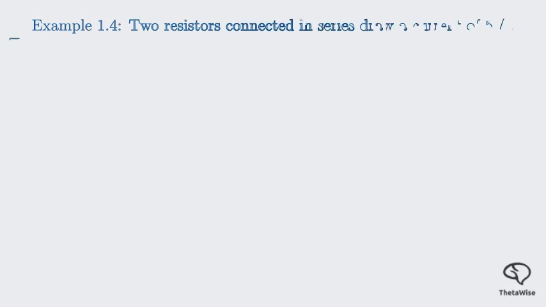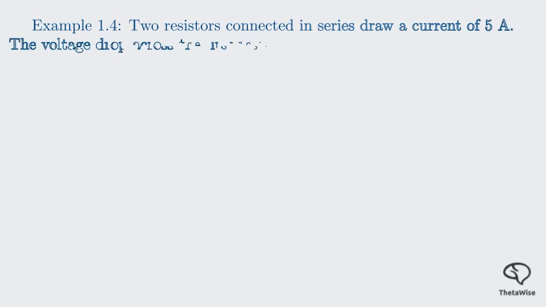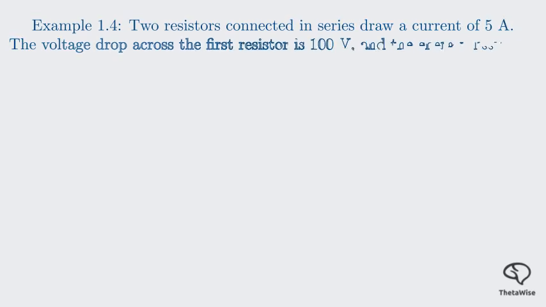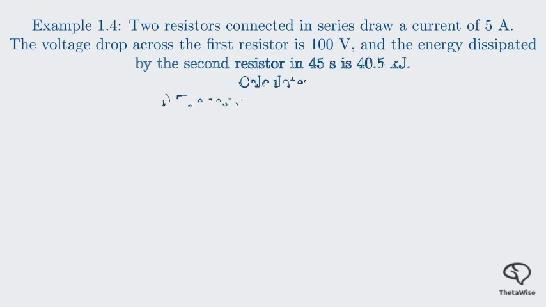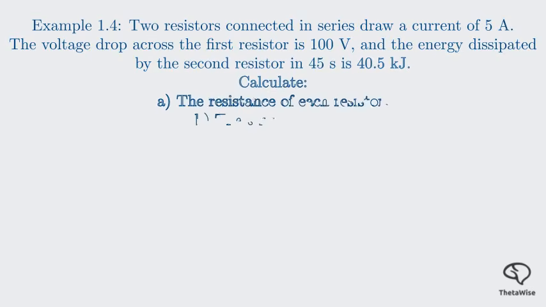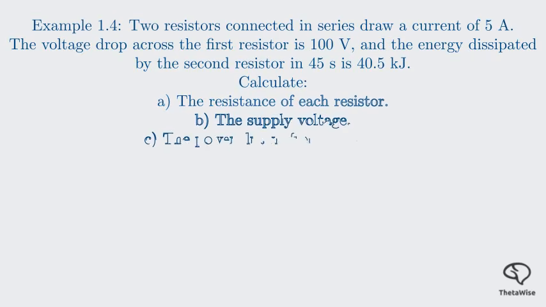Let's work through another problem to solidify our understanding of series circuits. This time, we'll start with slightly less information and use our formulas to find the missing values. Here's the scenario. A two-resistor series circuit has a total current of 5 amperes. We know the voltage drop across the first resistor is 100 volts, and the energy dissipated by the second resistor in 45 seconds is 40.5 kilojoules. Let's calculate the resistance of each resistor, the supply voltage, and the total power drawn from the supply.